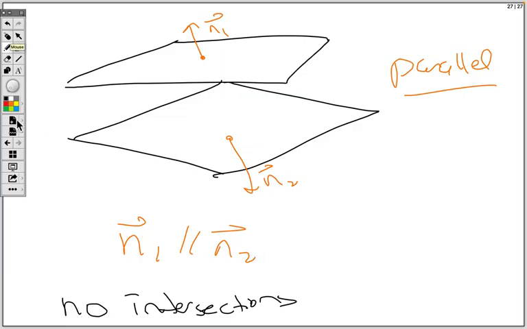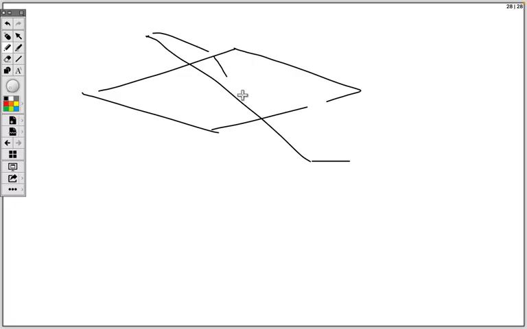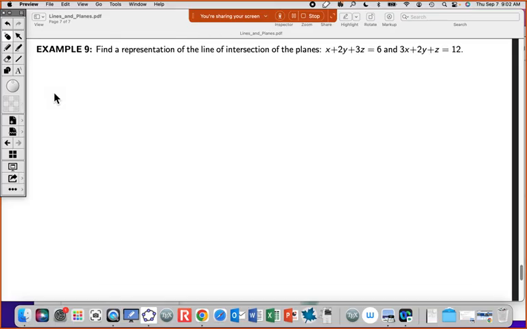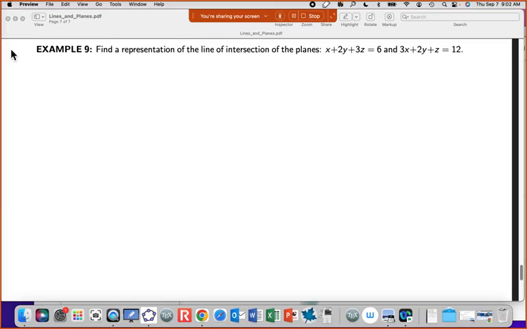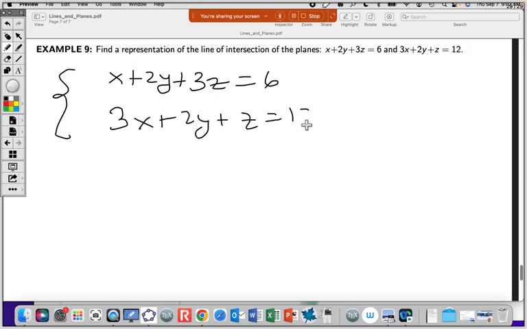If they do intersect and they're not the same plane, then you can imagine two sheets of paper cutting across each other. They would intersect on a line. So find a representation of the line of intersection of these planes. Once again, to be a point on the first plane, x plus 2y plus 3z would have to be 6. To be on the second plane, 3x plus 2y plus z has to be 12.